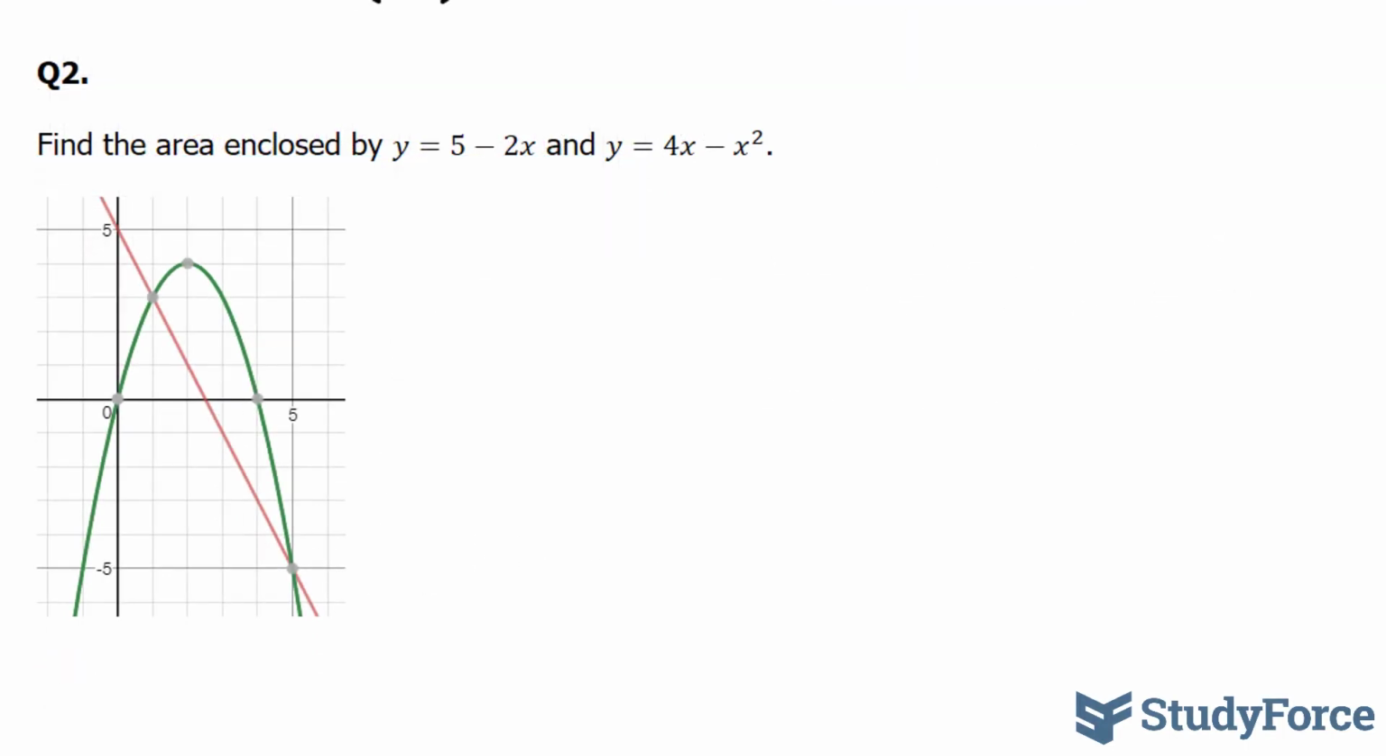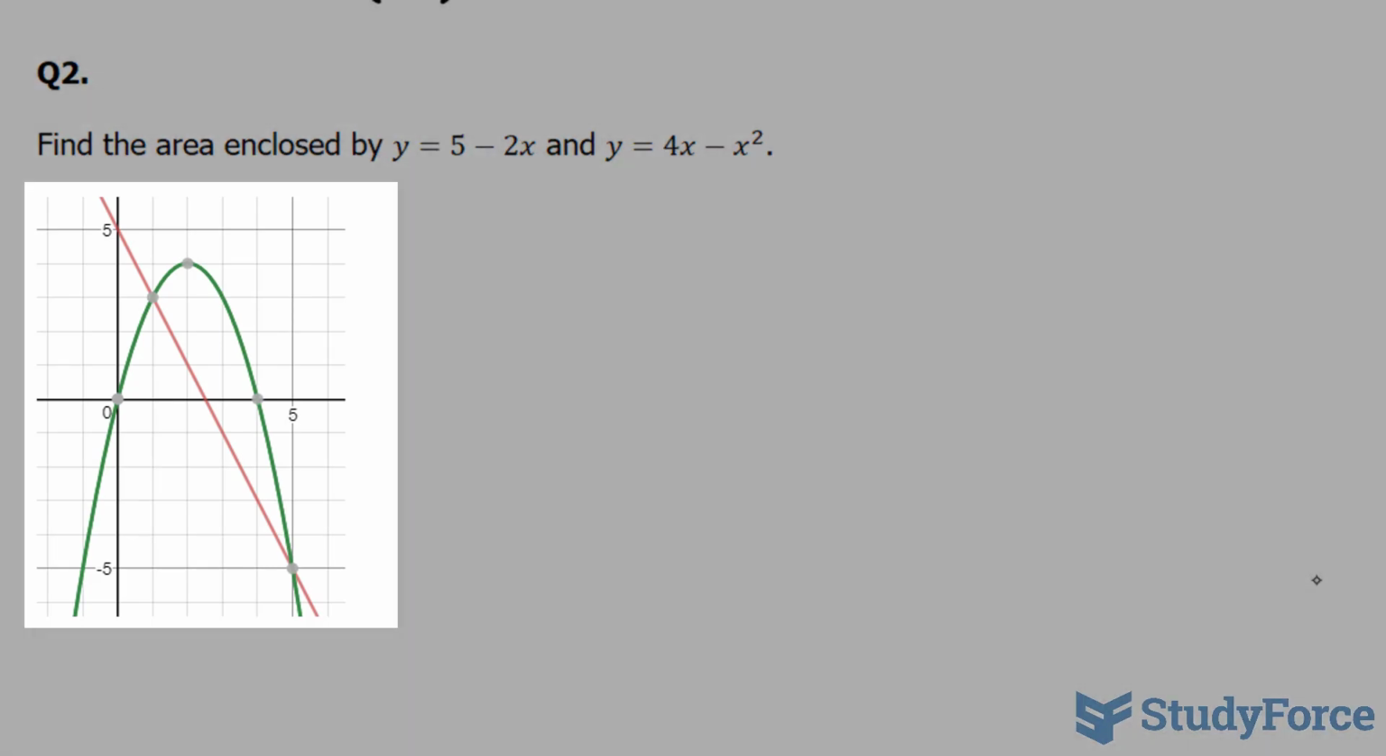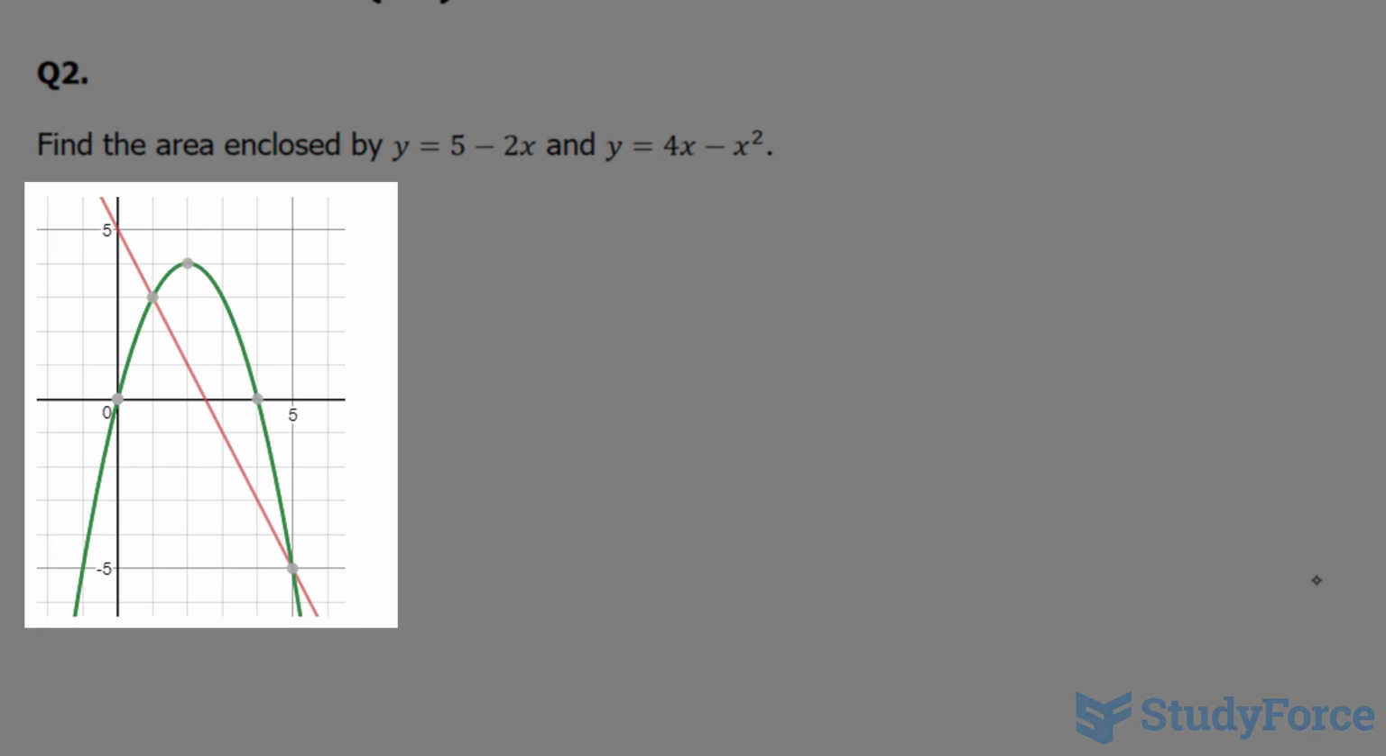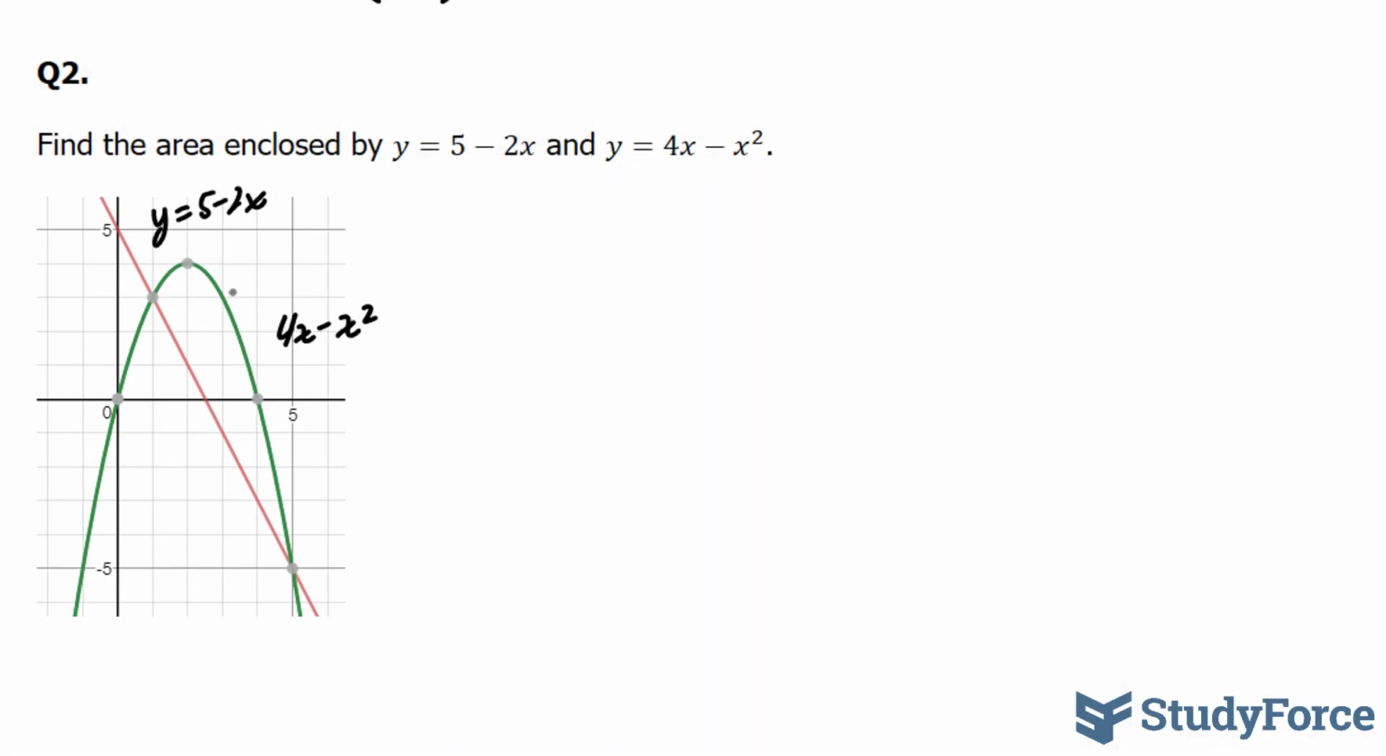In question number 2, they ask us to find the area enclosed by y equals 5 minus 2x and y equals 4x minus x squared. This red curve here represents y equals 5 minus 2x, and this green curve here represents 4x minus x squared. So we're going to call this function f of x, and we're going to call this function g of x. And what we're looking to find is the area in between.